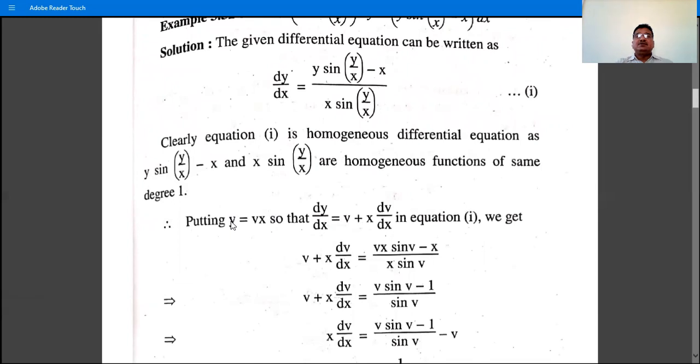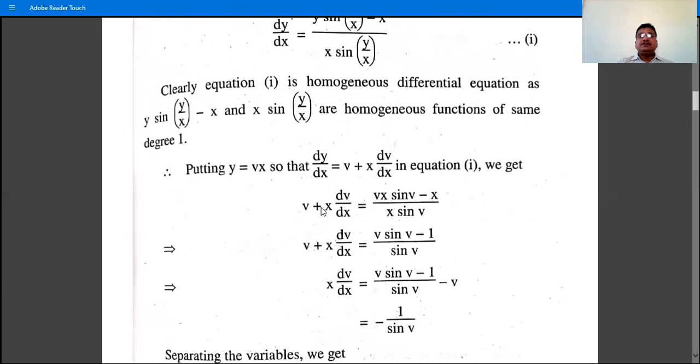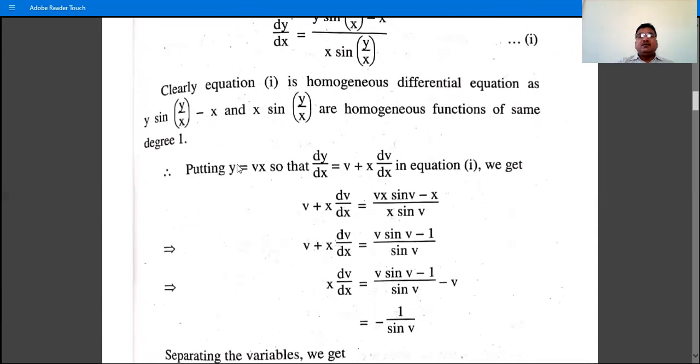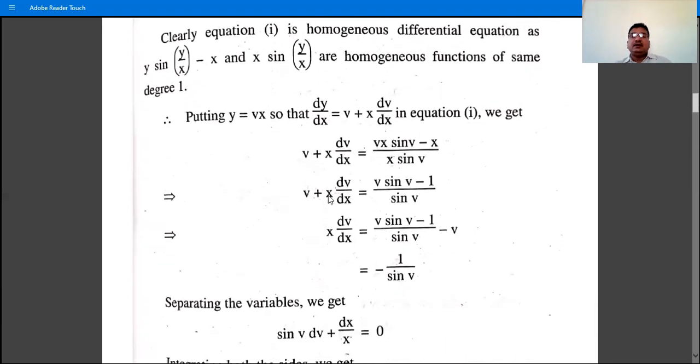So to solve this homogeneous differential equation, substitute y is equal to vx, so that dy by dx is equal to v plus x dv by dx, and therefore equation 1 becomes v plus x dv by dx is equal to, substitute y as vx, sin of y by x is sin v, minus x, and x sin v, as y is vx means y by x is v, and therefore we have v plus x dv by dx is equal to, take this x as common and cancel the x, so v sin v minus 1 divided by sin v.